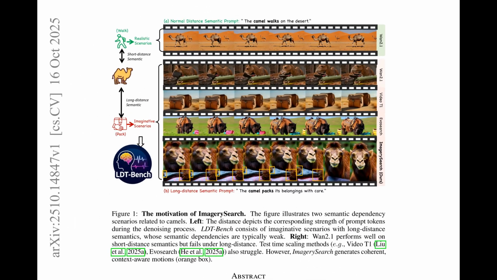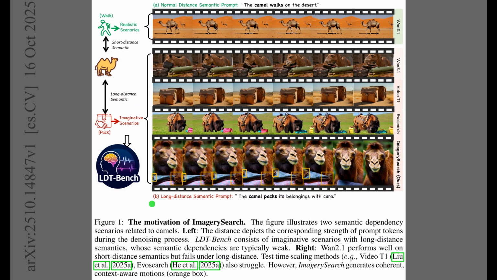Alright, Figure 1 explains why adaptive test time search is needed for imaginative prompts. The left column depicts how short-distance semantics are strong, while long-distance semantics are weak, which makes guidance during denoising unreliable. The top strip shows a normal prompt where a camel walks, and the baseline model stays coherent. The lower panel contrasts a long-distance prompt where a camel packs belongings, and common test time scaling methods drift or fragment motion. The bottom row highlights that ImagerySearch keeps the camel and the action consistent, with clear context-aware motion.